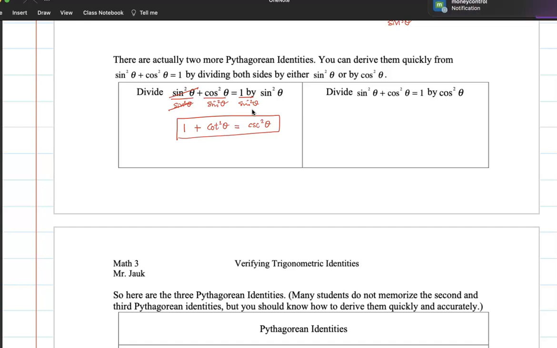Now you divide everything by cos square theta. So that would be tan, right? Yes, very good. Tan squared theta plus 1 is equal to 1 upon cos squared theta, which is sec squared theta.